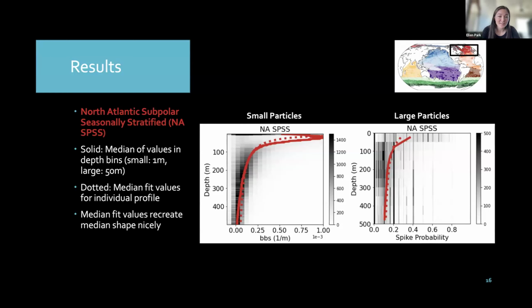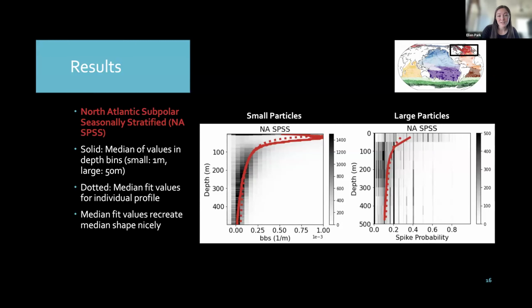The background is a histogram of all of the measurements in the biome, binned by depth, with 1 meter depth bins for the small particles and 50-meter depth bins for the large particles. The solid line is the median value in all of the depth bins, and the dashed or dotted line is the Martin curve using the median of the fit values, so the B values from all of the profiles.